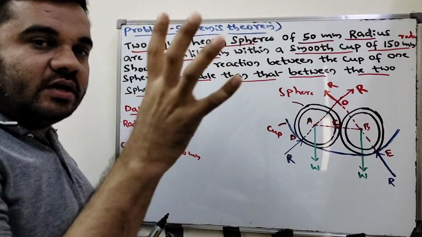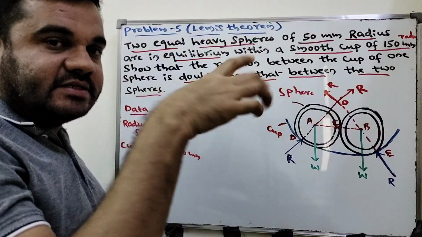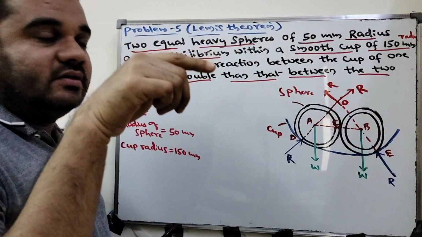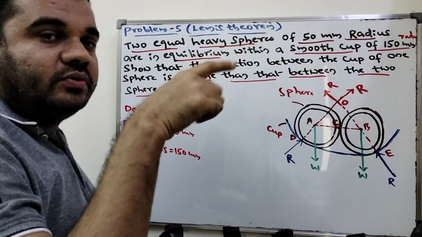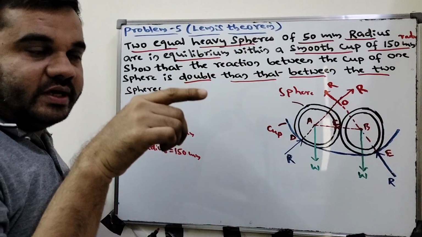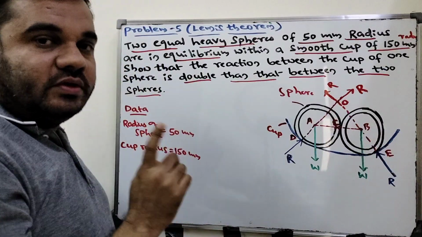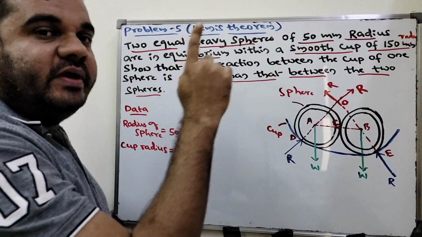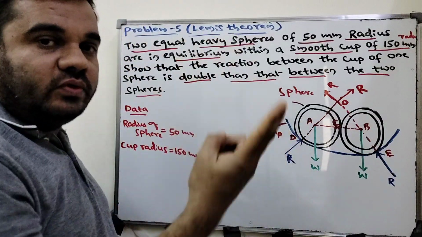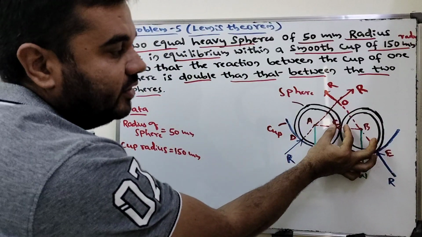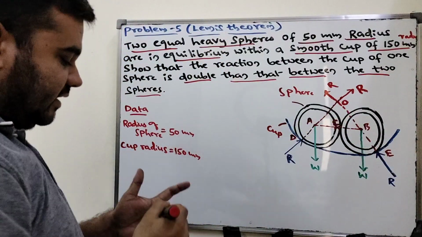He has given 2 heavy spheres of radius 50 mm. They sit onto a smooth cup of radius 150 mm. You have to show that the reaction between any one sphere and the cup is 2 times the reaction between the 2 spheres. This is how the problem is analyzed.